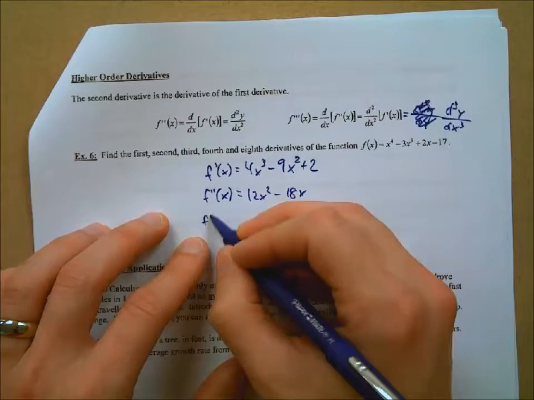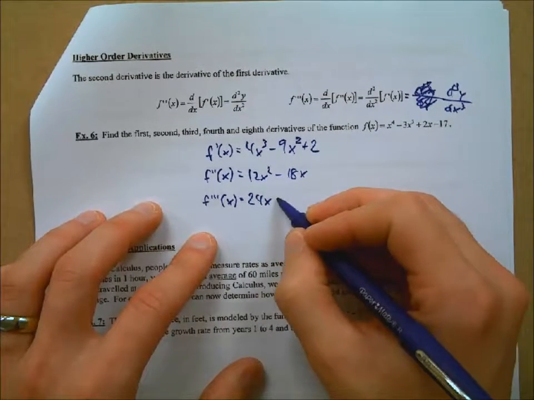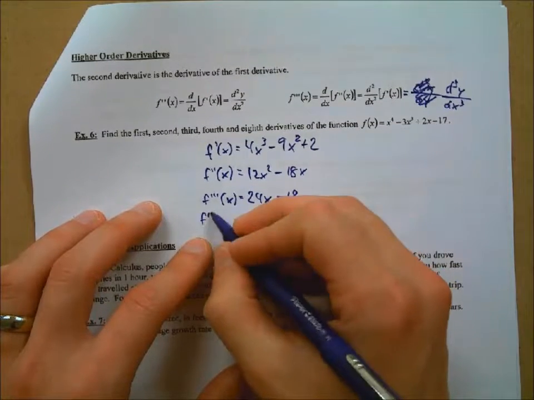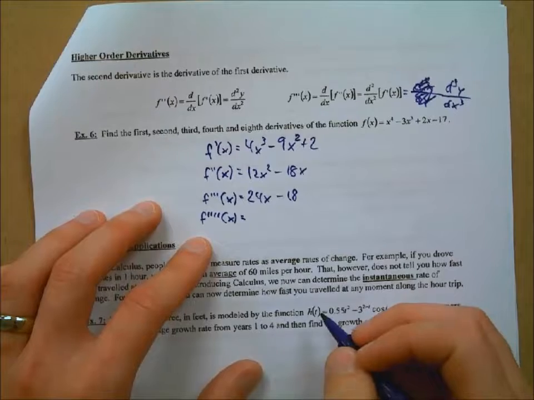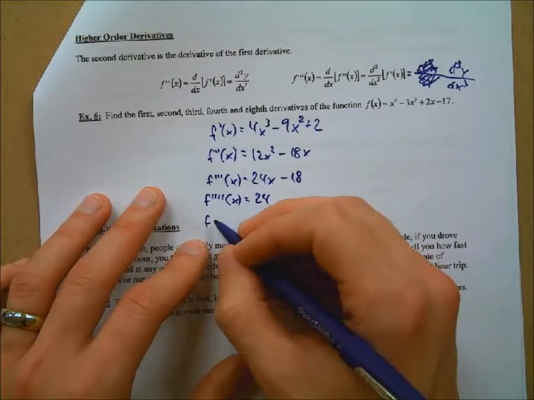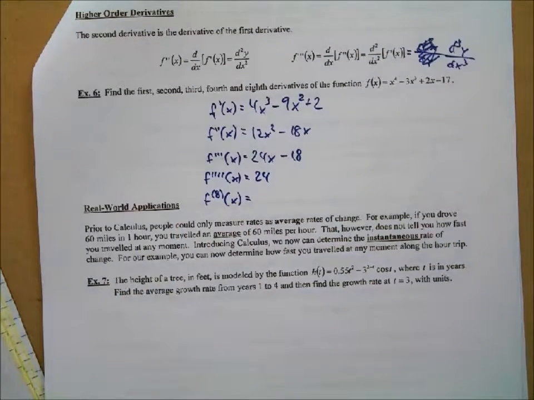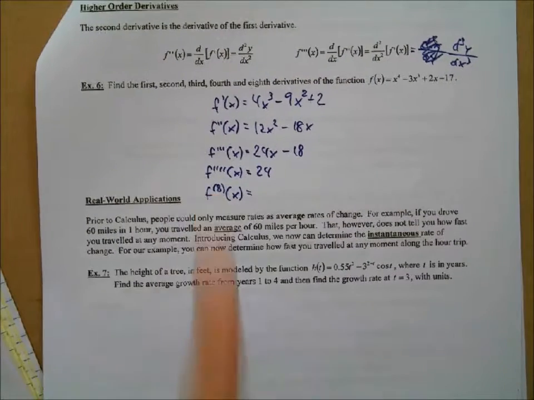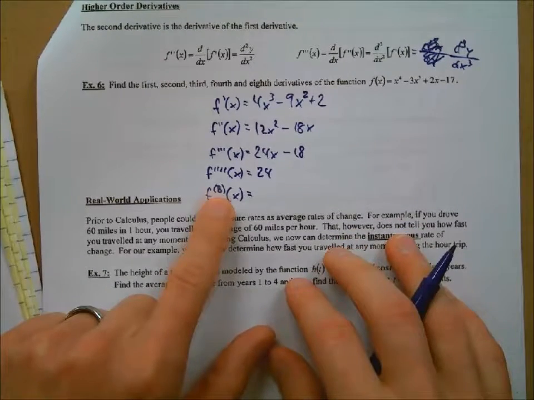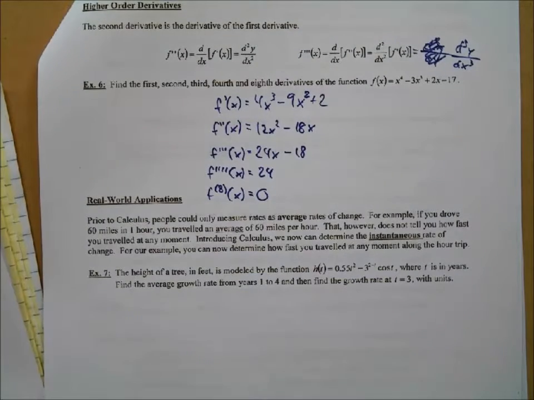Okay, f prime prime prime. Derivative of 12x squared: 24x minus 18. Then f prime prime prime prime: 24. And then the eighth derivative, f prime prime prime prime prime... just kidding, we're not going to do that. It's parentheses 8. Once you get to a certain point, it's too many primes, so you just put parentheses around the number of the derivative. And what would the eighth derivative be? 0. What would the 100th derivative be? 0. So your polynomials keep reducing in power until eventually they end up at 0. These are nice polynomials.